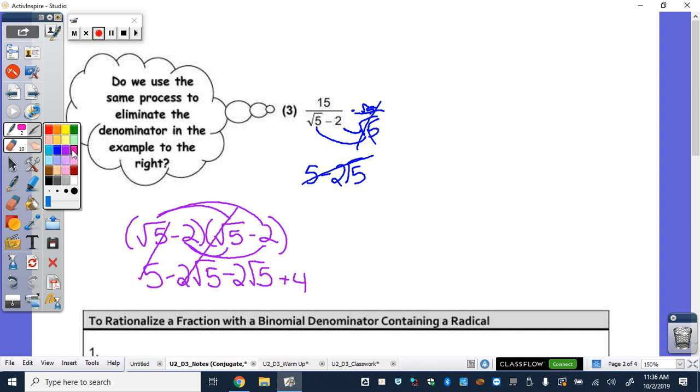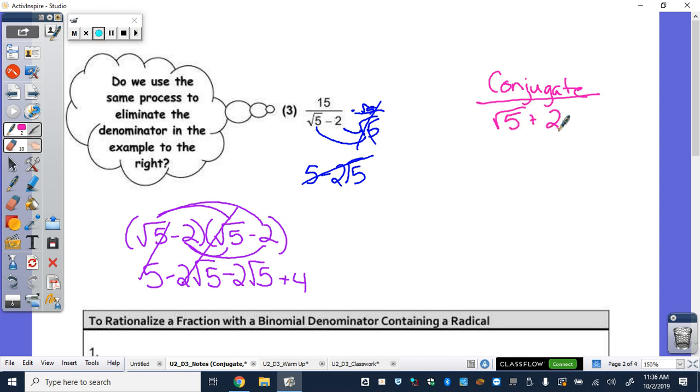Any other guesses? Morgan? Yes. You have to find what we call the conjugate. Conjugate means you just change the sign in the middle. So instead of radical 5 minus 2, we're going to want to multiply it by radical 5 plus 2. Because remember, there's my denominator, radical 5 minus 2. If I multiply it by its conjugate, which means I just change that sign in the middle, radical 5 times radical 5 gives me 5.